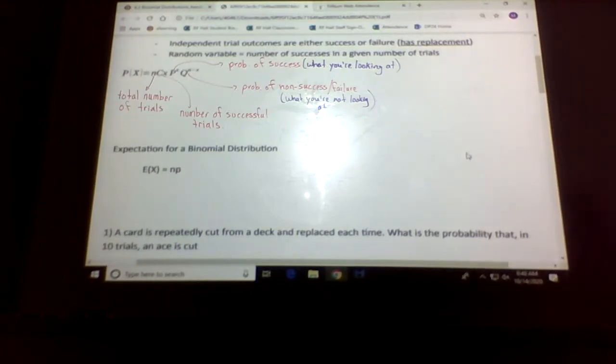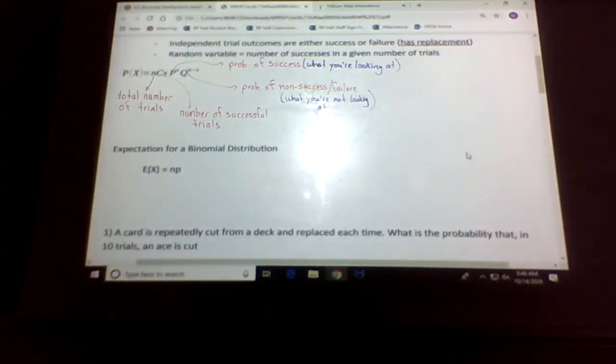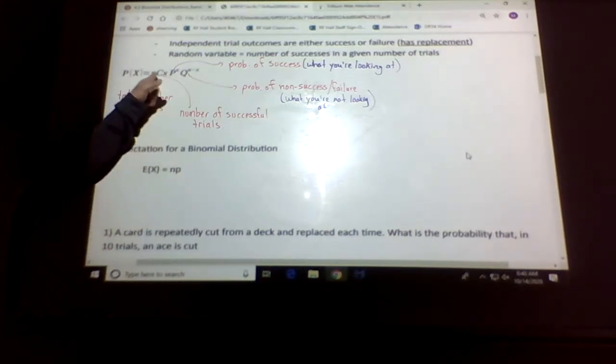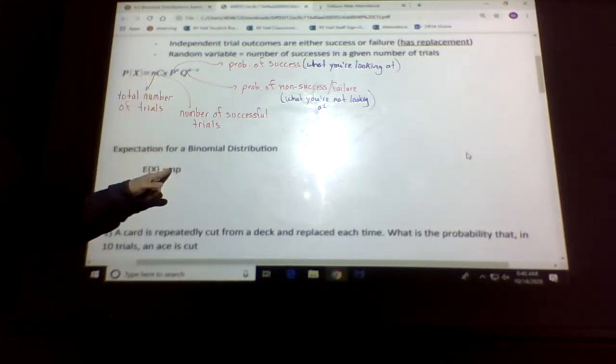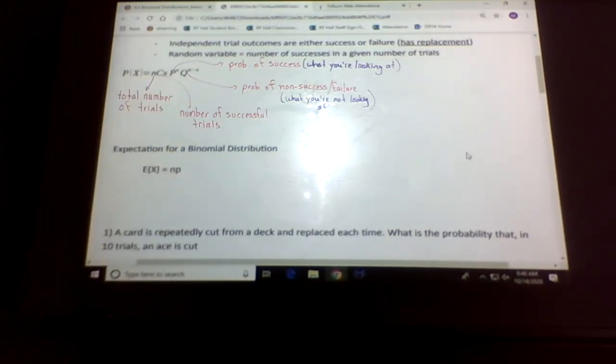Then we have an expectation. We had the expectation formula in 4.2, which was that sigma, which kind of looks like a funny E. For the binomial, the one we're going to do after hypergeometric, it's n times p. So the number of trials times the probability. The n is still the same, the total number of trials, and the p is still the same, the probability of success.